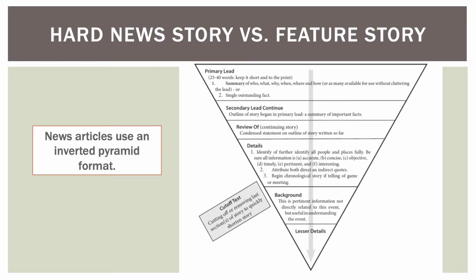Hard news versus feature news. So you've learned in your print writing class that for your hard news story, everything is written in an inverted pyramid. So you have your lead, and then your summary lead, and then as the details go down, it's like the lesser details, the background information. But for a feature and most video stories, they're more similar to a movie plot. So it's not really a triangle, but it's more like a lineup.